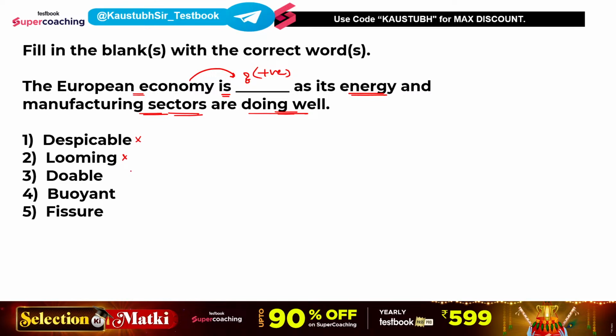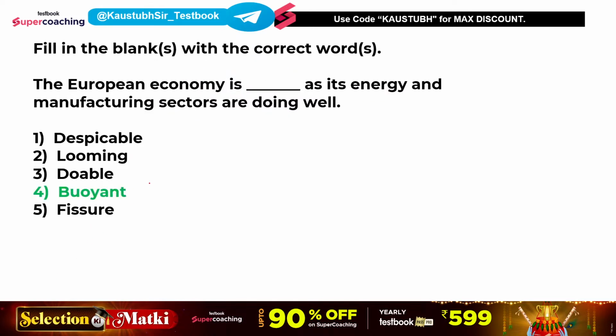Looming cannot be the answer because looming large is not used in a positive way. Doable, the economy is doable, no. And fissure का मतलब होता है दरारे, cracks that get developed. So the only correct answer that remains with us is buoyant. Buoyant means energetic, full of energy. So the economy is full of energy. It is doing well, it is performing well because the energy and manufacturing sectors are doing well. Is it clear?